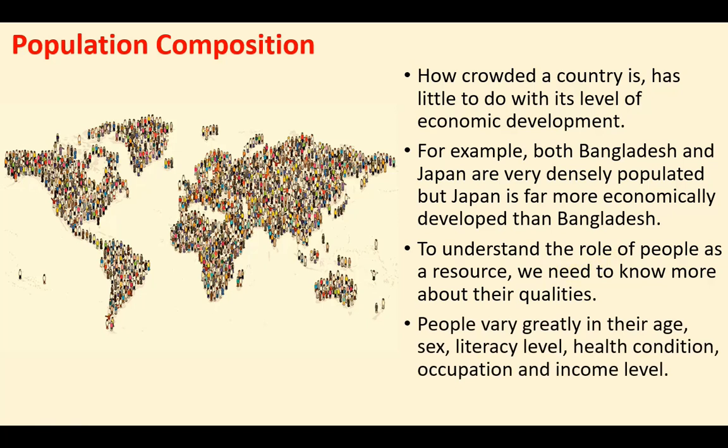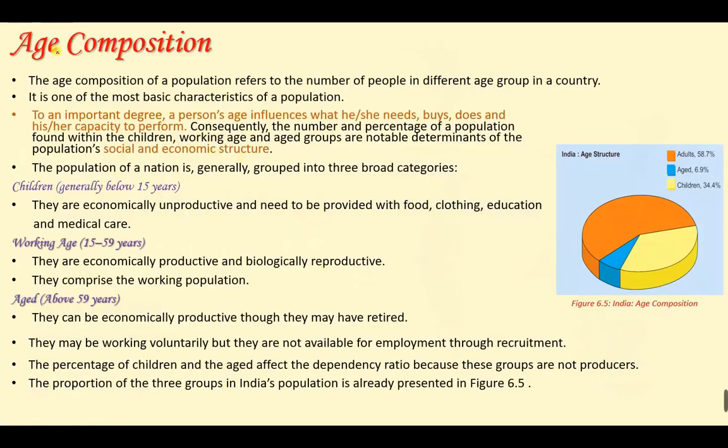People vary greatly in their age, sex, literacy level, health condition, occupation, and income level. Age composition. Age composition of a population refers to the number of people in different age groups in a country.